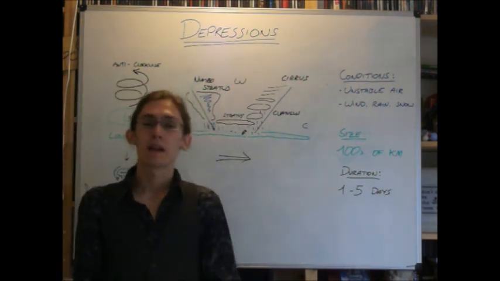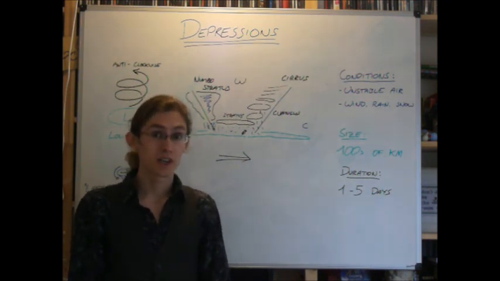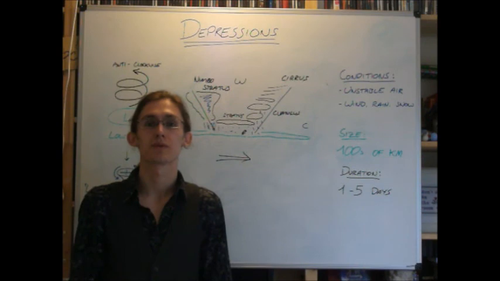So that is the basics of a depression. We're going to cover that more in class. We're going to have a look at anticyclones next, which is the other type of atmospheric system.